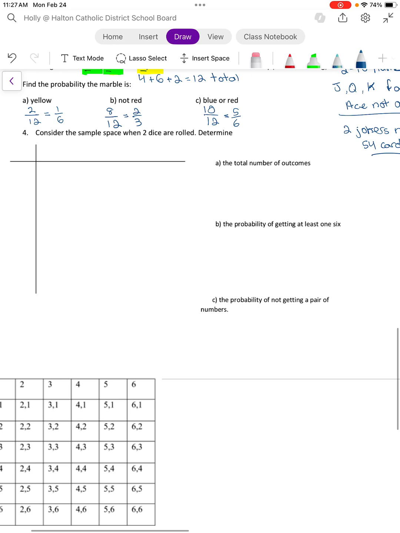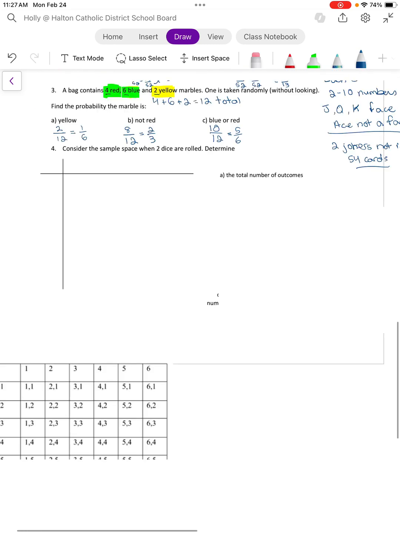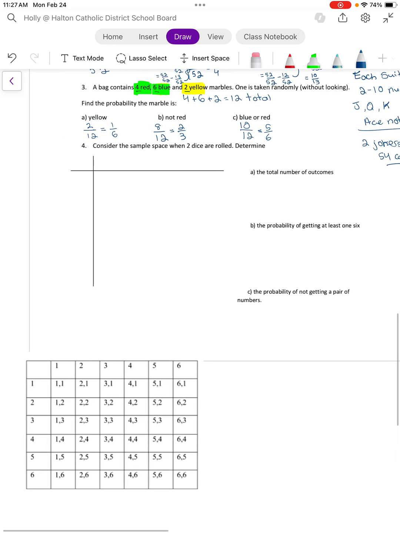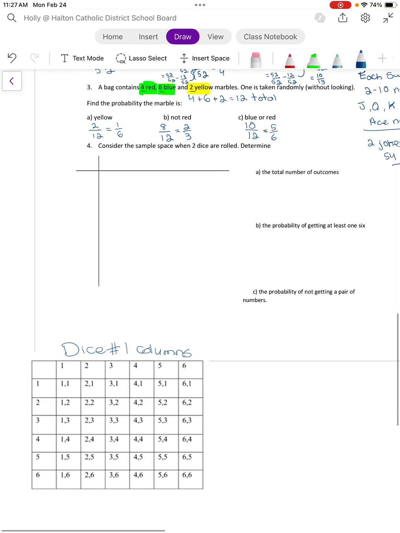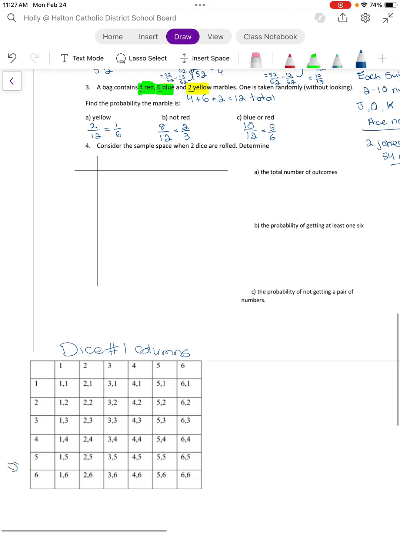And the last one is rolling 2 dice. So for some reason my chart didn't appear in that note there, but here I have 2 dice. I have dice 1, which are the columns, and I have dice 2. Again, these are the rows. It's a good chart to have to visualize. Sometimes when you're thinking of multiple numbers and rolling a dice, it's hard to visualize all the outcomes, of course.